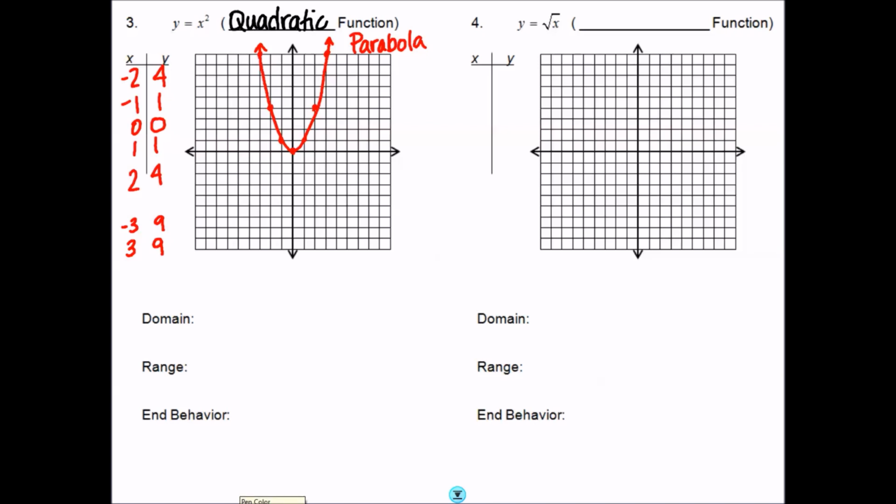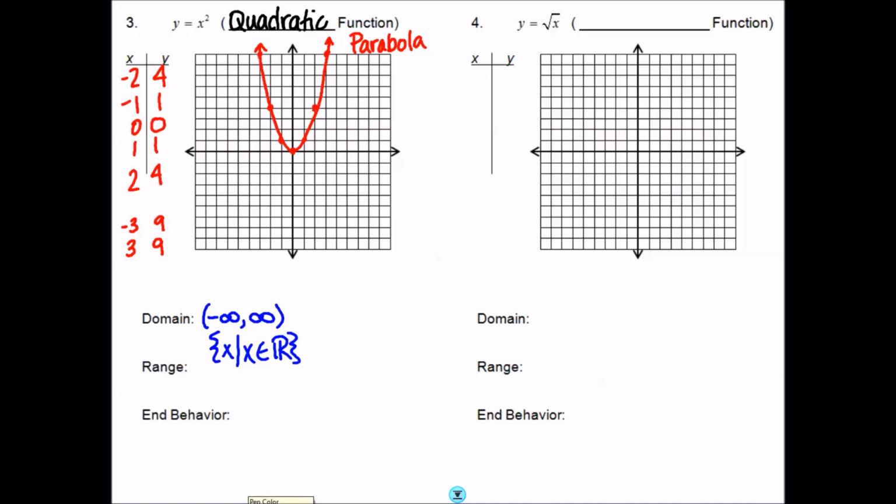So the domain for this function. If you look at this graph, on the left side, the graph will continue going on forever, so it'll go to -infinity, and the right side will continue going on forever. So the domain is -infinity to infinity, or in set notation, x such that x is an element of the real numbers, or all real numbers.